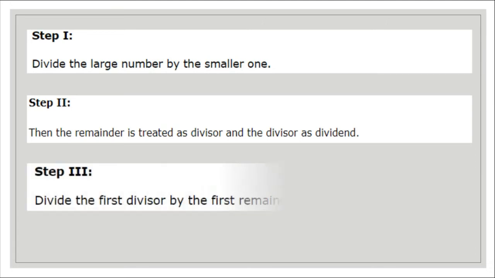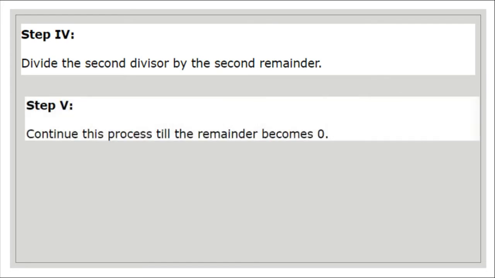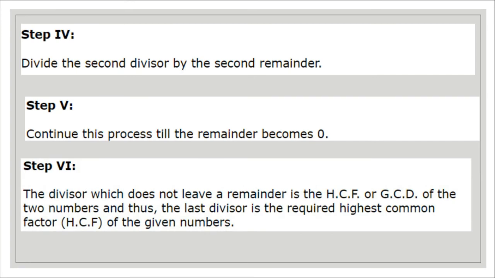The third step involved is, divide the first divisor by the first remainder. The fourth step involved is, divide the second divisor by the second remainder. The fifth step involved is, we will continue this process till the remainder becomes 0. What if the remainder becomes 0? The divisor which leaves the remainder as 0 will be considered as the highest common factor.